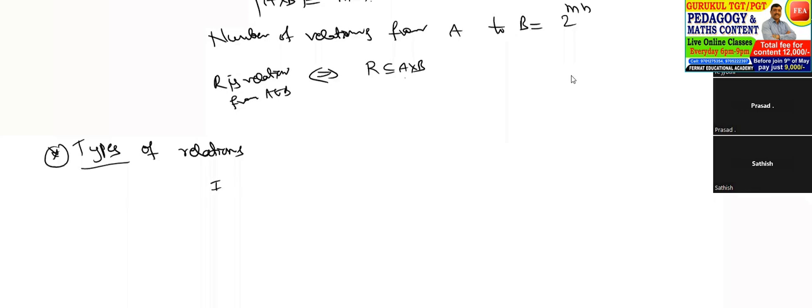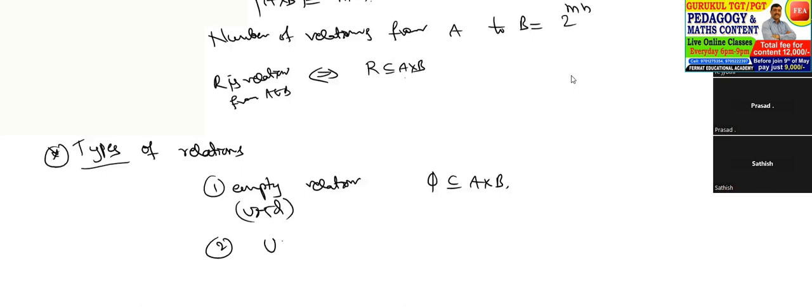First is void relation. Void relation means empty relation. Means what? Empty set is always a subset of any A cross B, therefore it's a relation from A to B. So the empty set is nothing but a relation, which we call a void relation or empty relation.